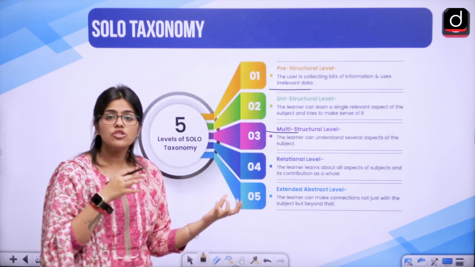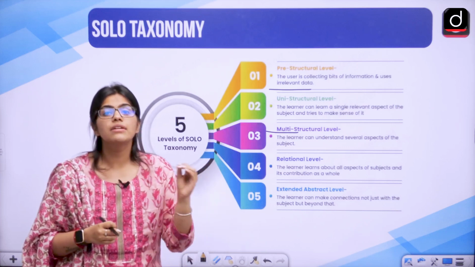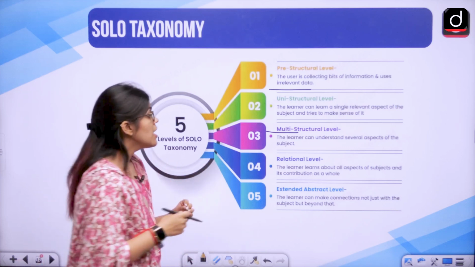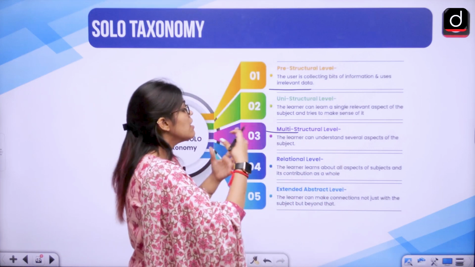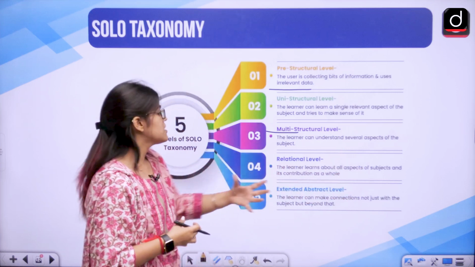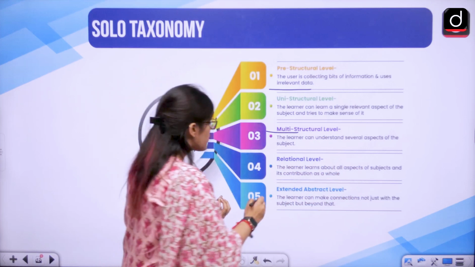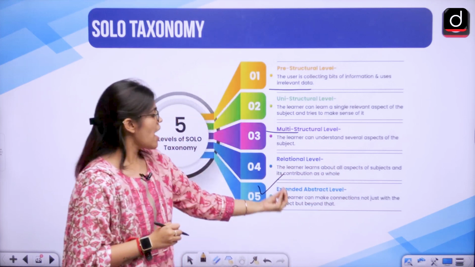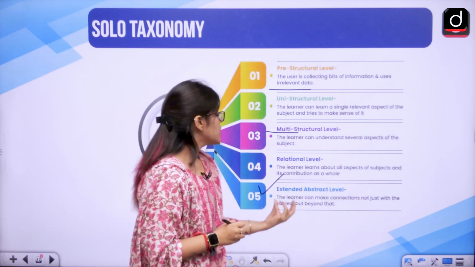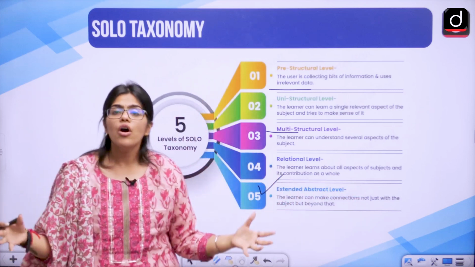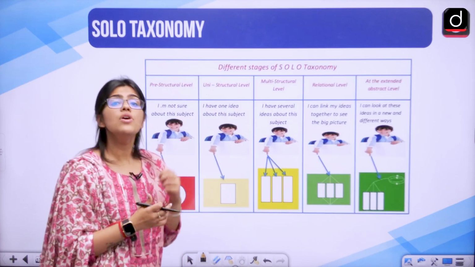Then you have the relational level, where you understand the relationship between the different concepts that you have learned. The learners are able to see that there are relations. They learn about the different aspects of the subject, and this will contribute to a whole. Last but not the least is the extended abstract level, where the learner can make connections not just with the subject but beyond as well. This is a zone that the teacher wants you to achieve.